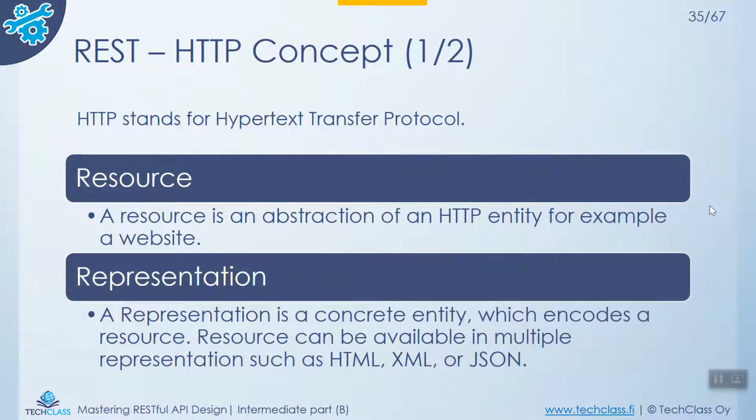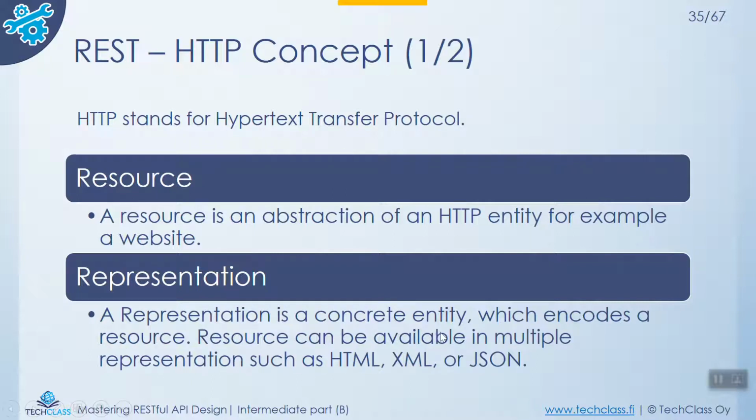Now let's discuss the HTTP concepts in more detail. We have a resource. A resource is an abstraction of an HTTP entity, for example, a website. So we have this resource available, and then we have representations, which are basically the formats that we return to the client, such as HTML, XML, or JSON files.